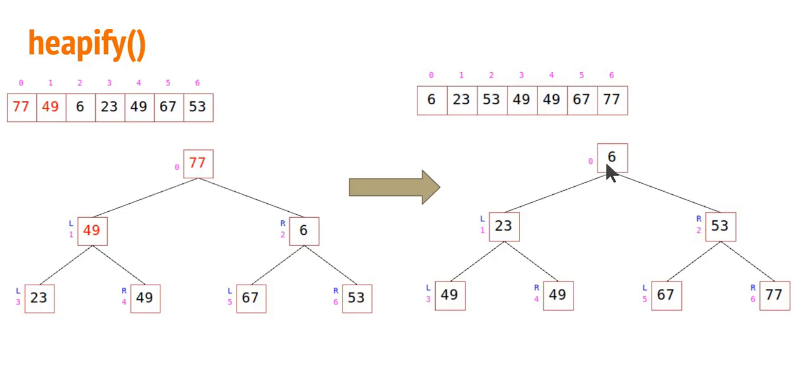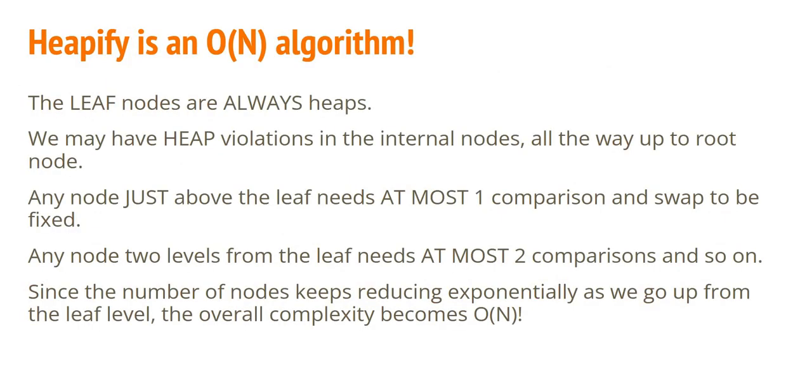For this node, there could be 2 swaps, as have been done here. So 77 has gone from being on top at the root to the leaf level, with 2 swaps done here. The point is, as we go higher and higher up, for most of the nodes we find nothing to be done. Half of those nodes, maybe 1 swap. Another half from there, maybe 2 swaps. Another half from there, maybe 3 swaps, and so on and so forth. When you aggregate all of this, you'll realize that the complexity goes to order of n.